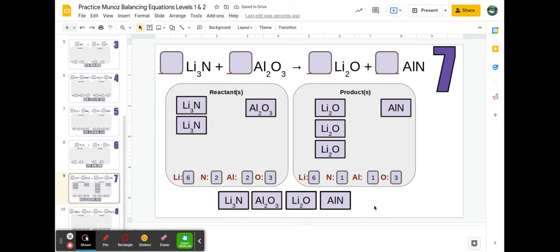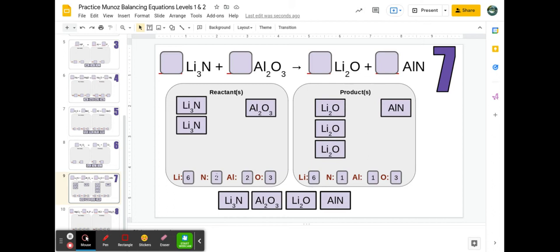And so if you just sort of recheck where you're at, lithium is now balanced at 6. And I wasn't really working on oxygen, but it is now balanced at 3. And then if I check nitrogen, nitrogen is not balanced, and aluminum is not balanced.